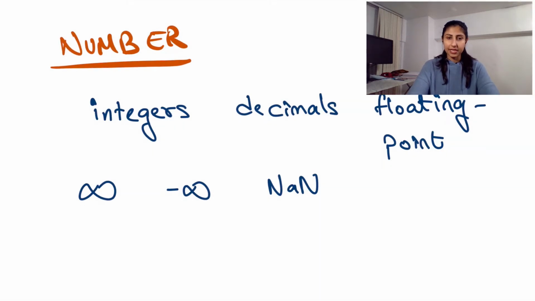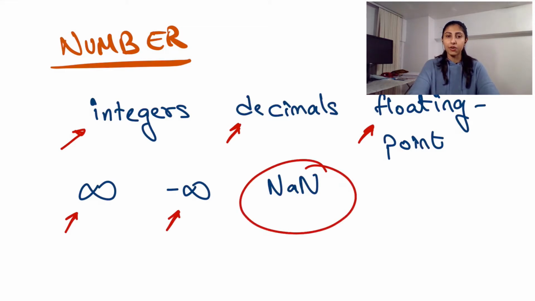The number type represents all kinds of numbers like integers, decimals, floating point numbers, infinity, negative infinity, and a special kind called NaN. NaN is a value that represents computational error. We can perform operations on numbers like addition, multiplication, division, modular, etc.